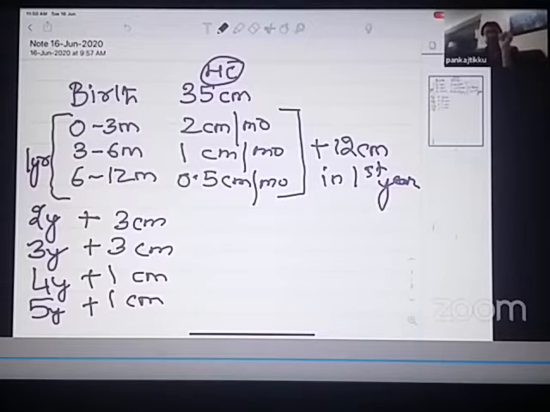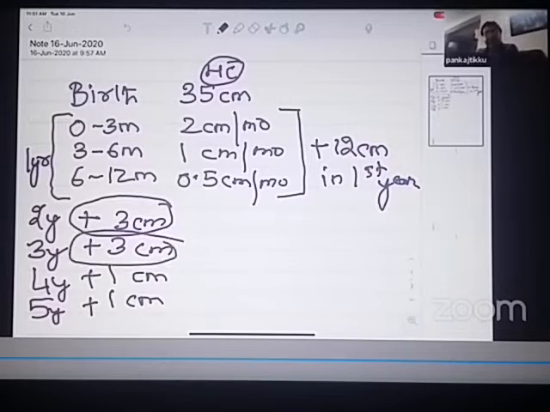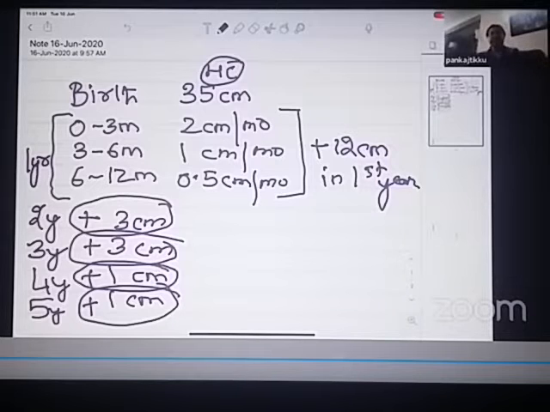35 centimeters at birth, 12 centimeters in the first year, and you can divide this 12 centimeters in the first year: 2 centimeters per month in the first 3 months, 1 centimeter per month between 3 to 6 months, 0.5 centimeter per month between 6 to 12 months. Then in the second year, an increase of 3 centimeters. In the third year, an increase of 3 centimeters. After that, it slows down even further, 1 centimeter in the fourth year, and 1 centimeter in the fifth year. So how much increase in 5 years? Total 20 centimeters starting from 35 centimeters at birth. I hope you have all understood this.